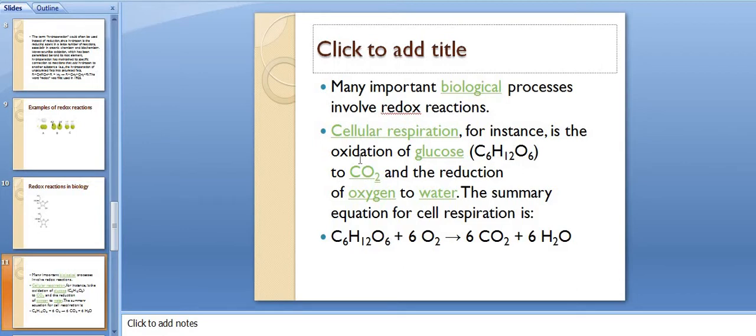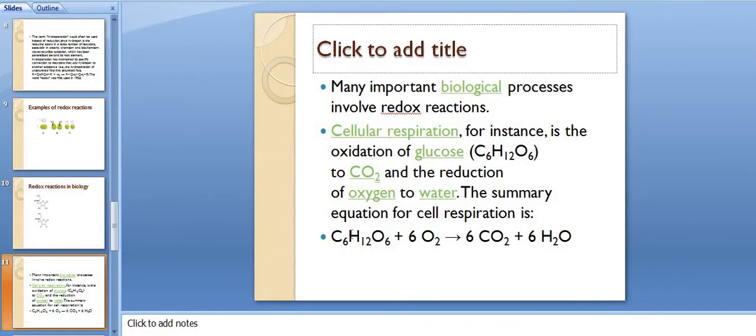Cellular respiration, for instance, is the oxidation of glucose to carbon dioxide and reduction of oxygen to water. The summary equation for cellular respiration is: we take glucose, oxidation of glucose to carbon dioxide, as we said. So C6H12O6 plus 6O2, and reduction of oxygen to water.